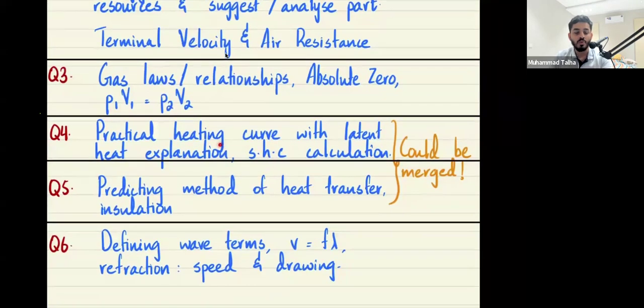This is also what I feel can come in. Question number 4, a practical heating curve. Again, I have my money on this, that this is going to come in. The latent heat explanation, because the question I just showed you was from 2020, and it's been quite some time since 2020. So I feel that could come in. Specific heat capacity calculations, and some cases in which you are expected to predict methods of heat transfer and ideas of insulation.